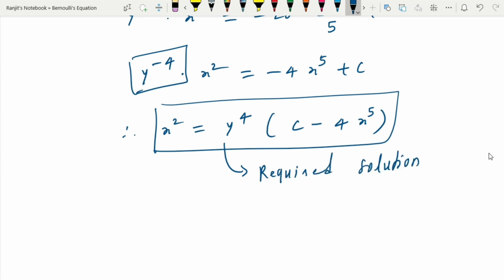Hope all of you have understood this Bernoulli's equation. In the upcoming lecture, we will discuss higher order linear differential equations with constant coefficients.